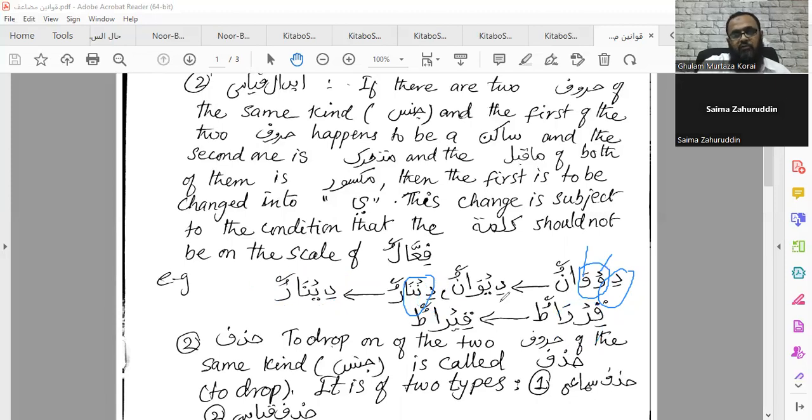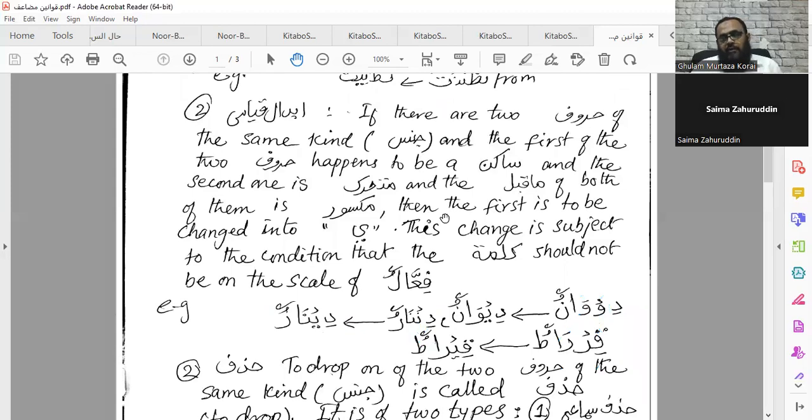I hope you understand. For the sake of repetition and summarizing, this is the rule of ibdal, changing one harf with another harf, and that is ibdal qiyasi. Whenever we change one harf into another, there is a proper rule: if there are two huruf of the same kind or same jins, the first of the two is sakin, the second is mutaharrik, and the ma qabal of both of them is maksur, then the first harf is going to be changed into ya. So from divwanun it is diwanun, from dinarun it is dinarun, from qirratun it is qiratun. Any questions?